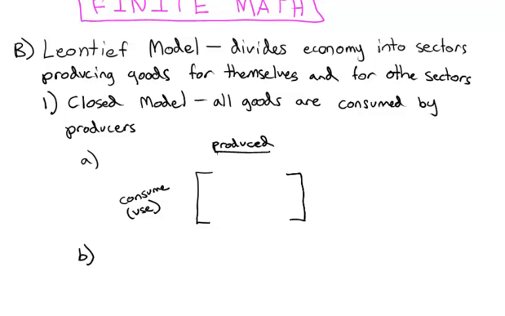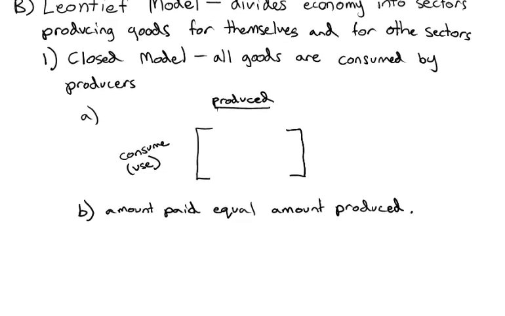And what's important here is that in order for this all to be in equilibrium and for this all to balance, the amount paid must equal the amount produced. So if we have a farmer and a tailor and they're exchanging food for clothes, the exchange should be equal. The amount paid should cover the amount produced. That's a fair equilibrium balance.